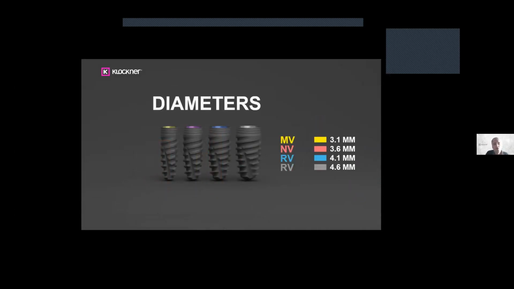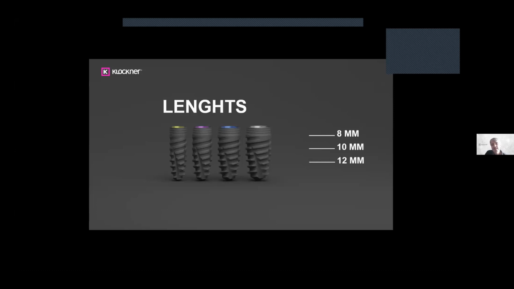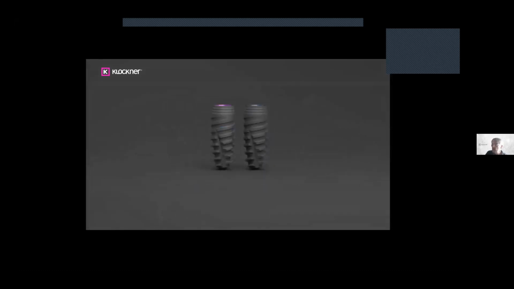We have the whole range of diameters. You will see that the way we talk about this implant is a little bit different. We have to add 0.1 millimeter. It's 3.1 instead of 3.0, 3.6 instead of 3.5, 4.1 and 4.6. So when we use Vega implants, we will have 3, 3.5, 4 and 4.5. And then we have 3.1, 3.6, 4.1 and 4.6. This is the only difference. Of course, the difference is in the design. We have lengths 8, 10, 12, 14 millimeters, okay?